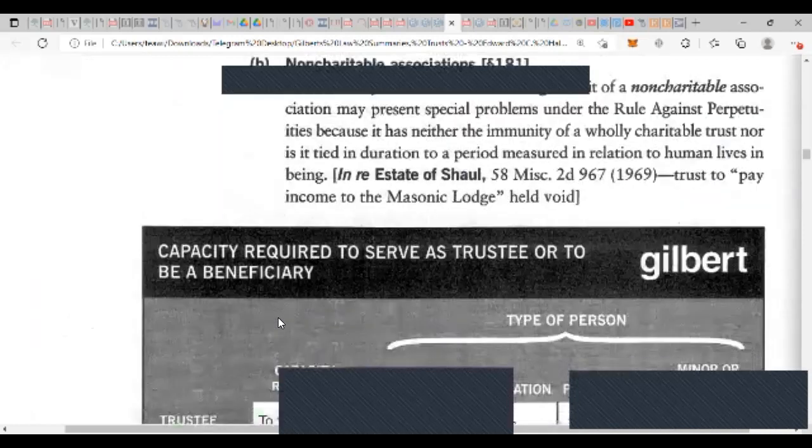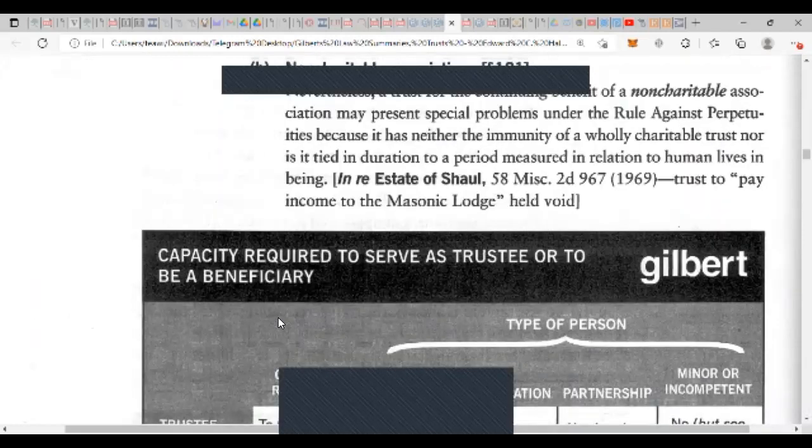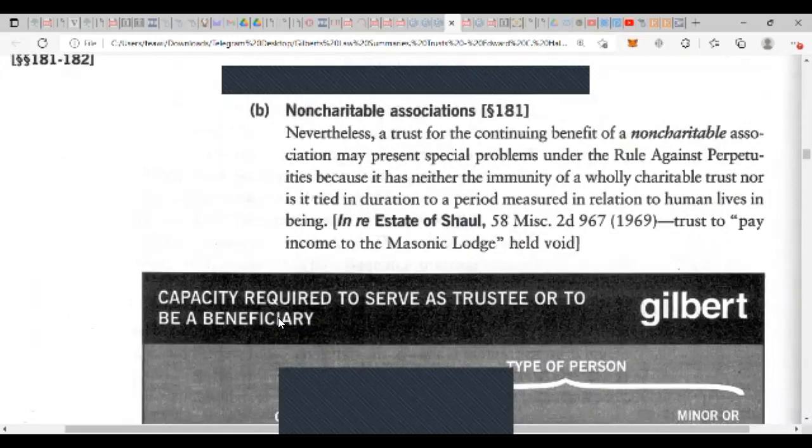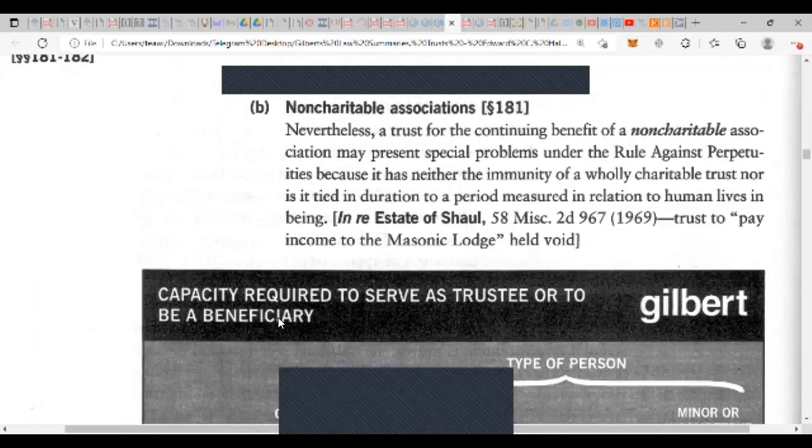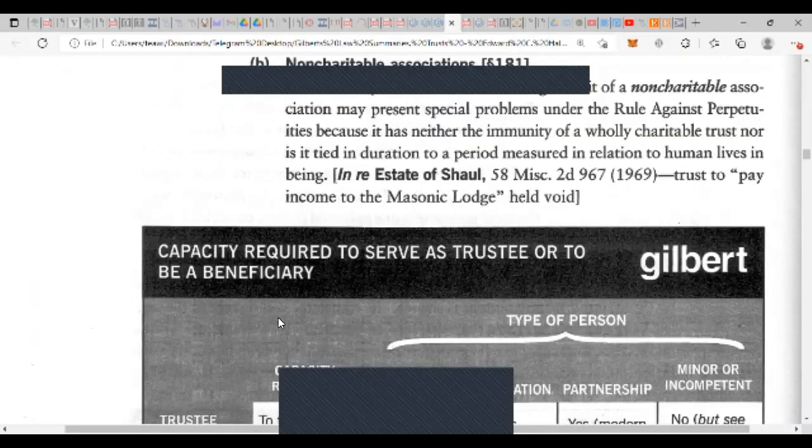Non-charitable associations, Section 181. Nevertheless, a trust for the continuing benefit of a non-charitable association may present special problems under the rule against perpetuities, because it has neither the immunity of a wholly charitable trust, nor is it tied in duration to a period measured in relation to human lives in being.